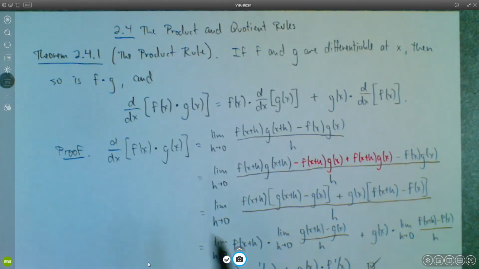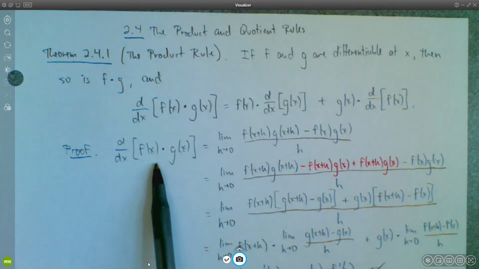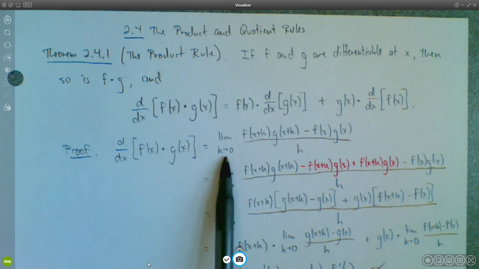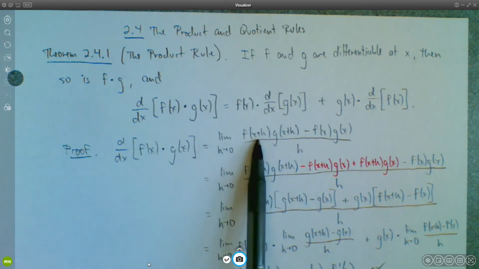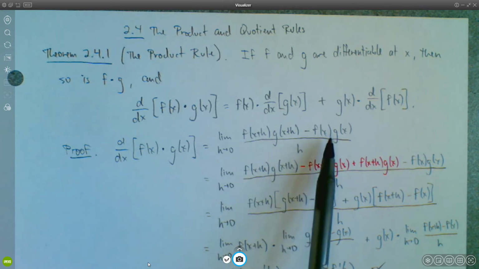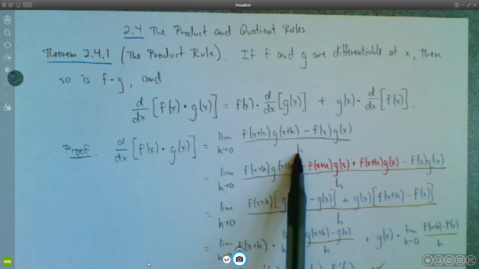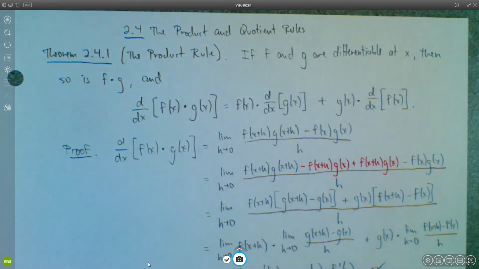Here's a proof of the fact. So the derivative of f times g, by definition, would be the limit as h approaches 0 of f of x plus h times g of x plus h minus f of x times g of x, all divided by h. Okay.